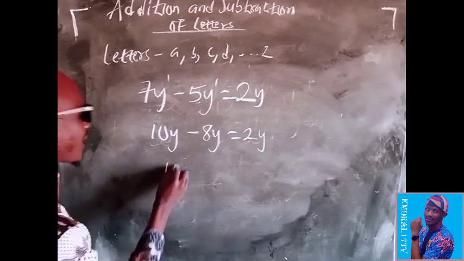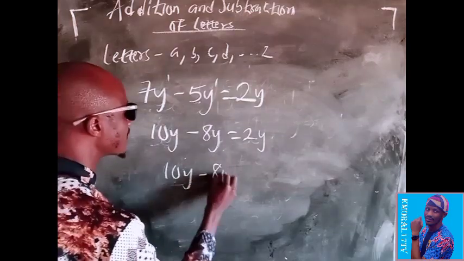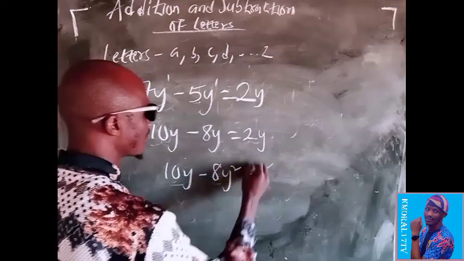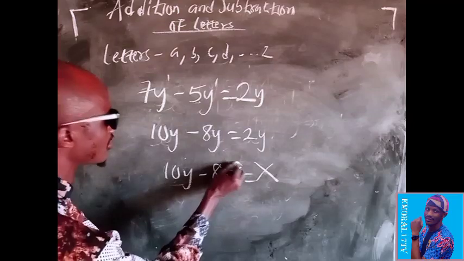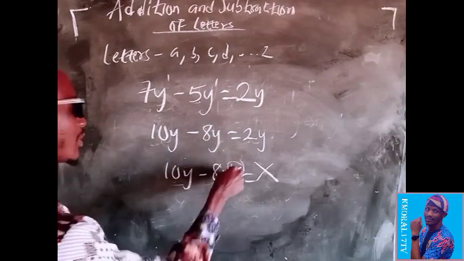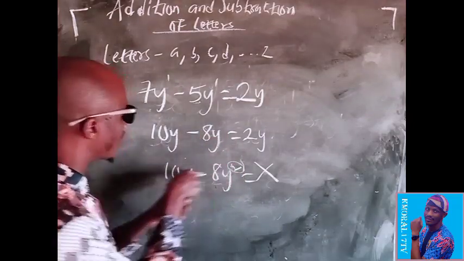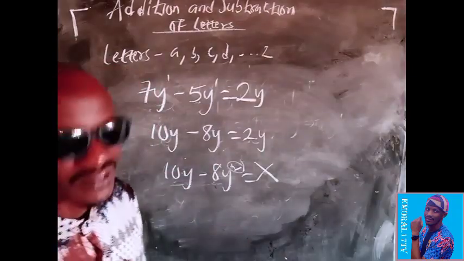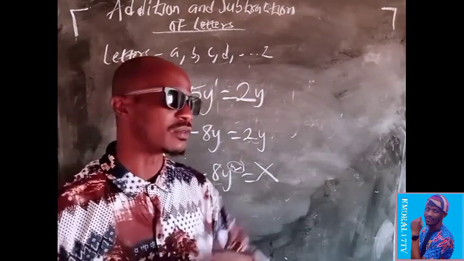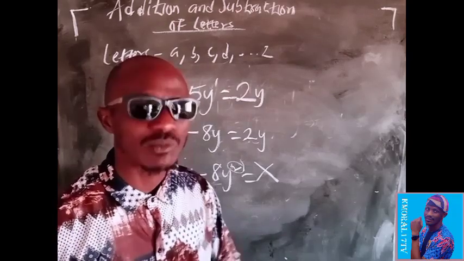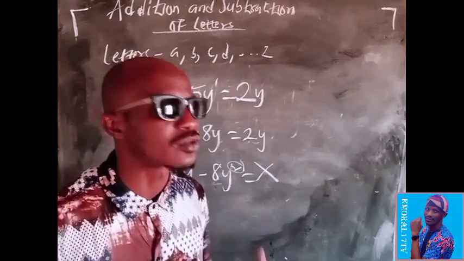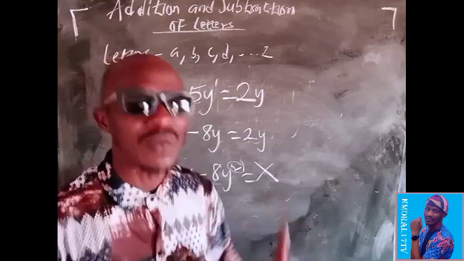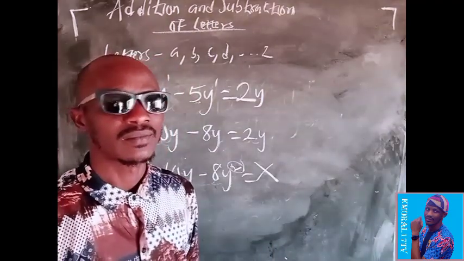But assuming you are subtracting 10y minus 8y squared, you cannot do it together because of this 2 that is here. It's not carrying 1. It is only when what is here and what is in this y are the same that you can add or subtract from one another. I want to believe you understand all these things. These are simple tricks or simple mathematical arithmetic that you have to understand.